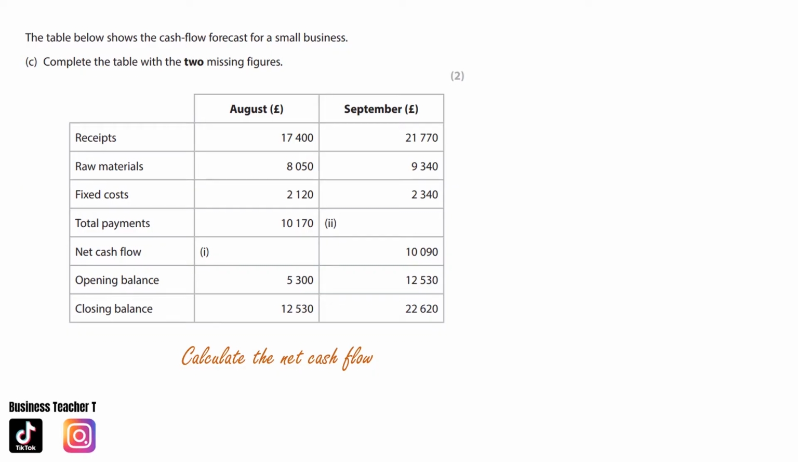So in this scenario, that's £17,400, and you deduct £10,170, and our answer for the net cash flow in August is £7,230. On to our next question.